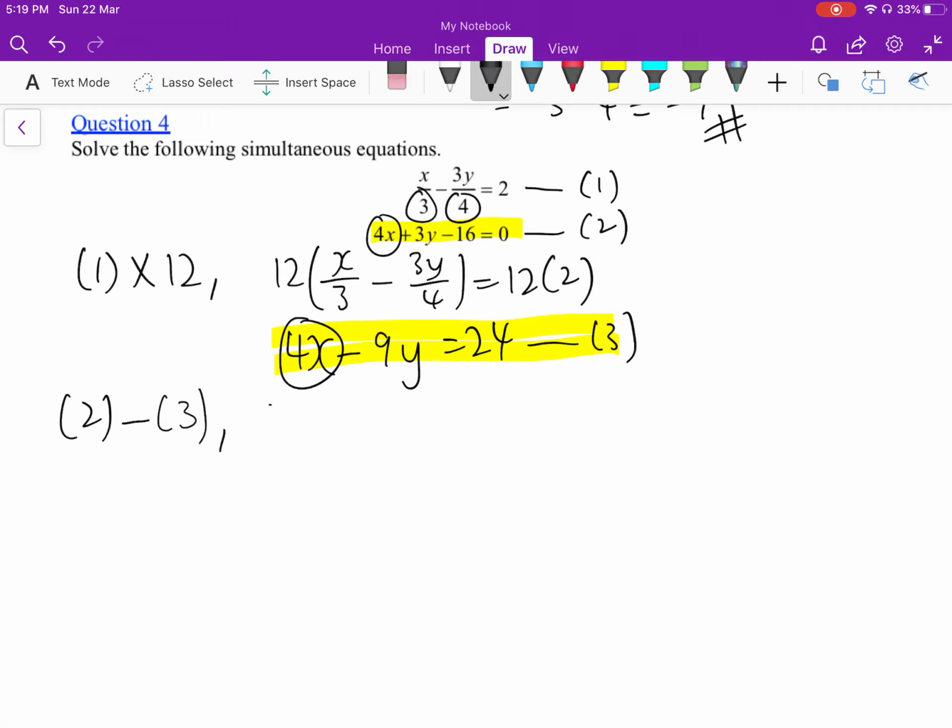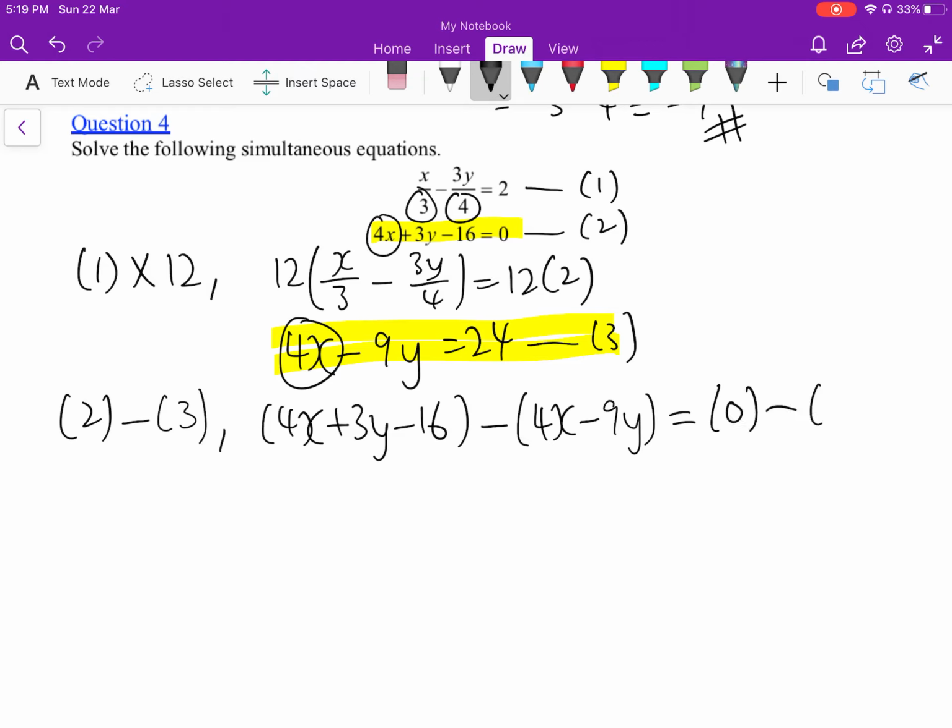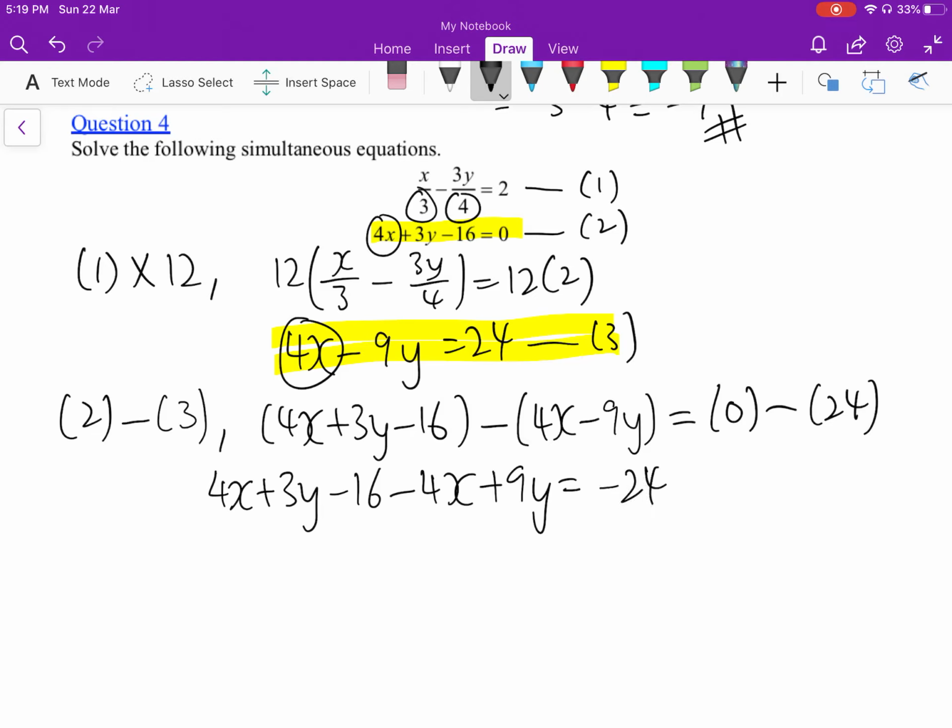So again, I substitute the equation: minus my equation 3, which is 4x minus 9y equals, right side is 0 minus 24. Open up the bracket: negative times negative becomes positive 9y. 0 minus 24, press your calculator, negative 24. So 4x minus 4x is gone. I will have 3y plus 9y, I will get 12y.